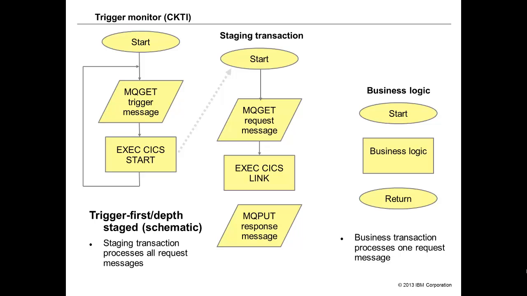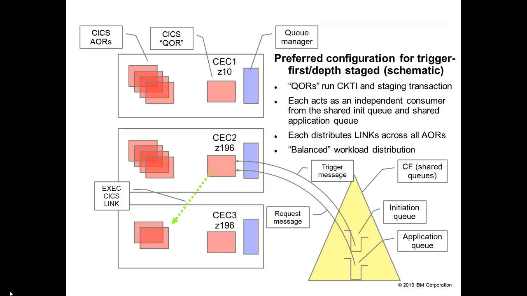Within that loop, you're going to want to do an EXEC CICS LINK to start the business logic that takes place. Now, the business transaction will process one and only one request message, and because of the way CICS and CPSM work, that link can then be distributed across all your AORs. So while you may get some workload skewing from the standpoint of the staging transaction, you will see a much more even distribution of the business logic, which is frequently where a lot of the CPU resides, a lot of the cost to your environment.